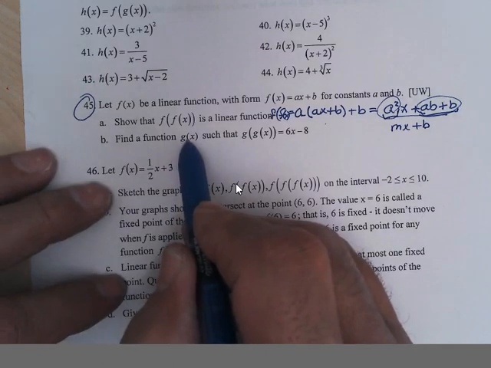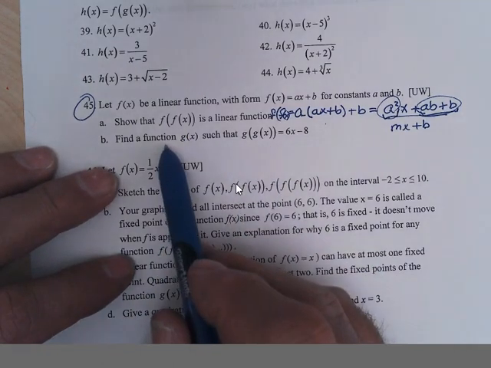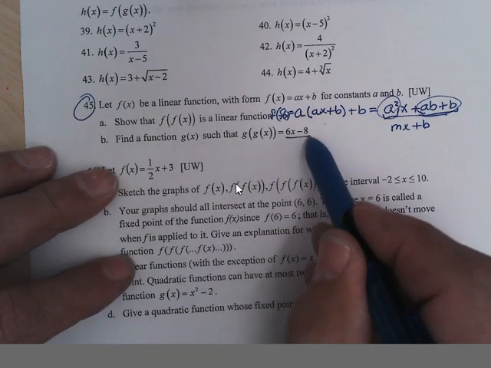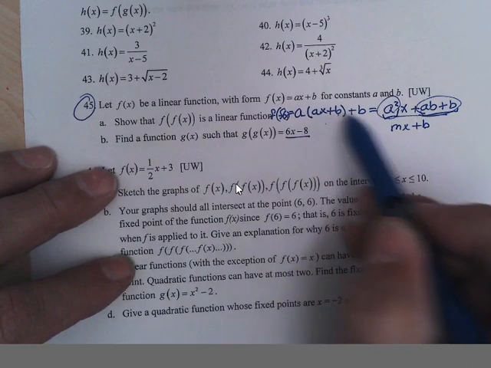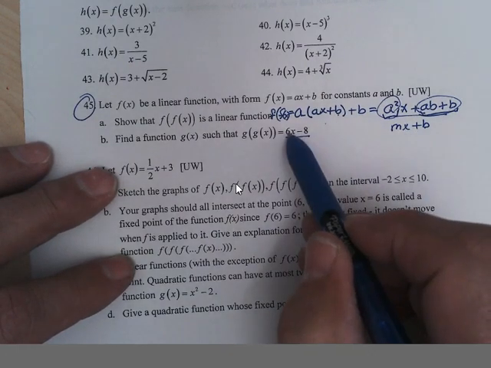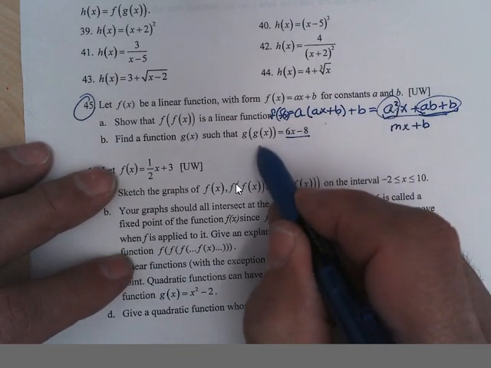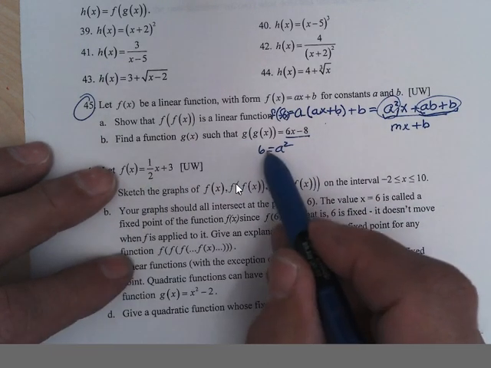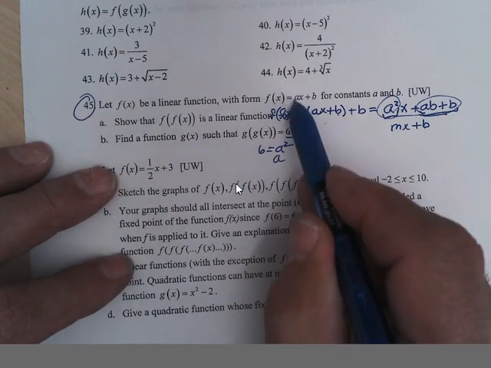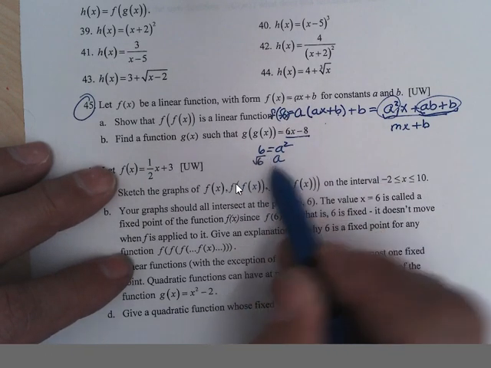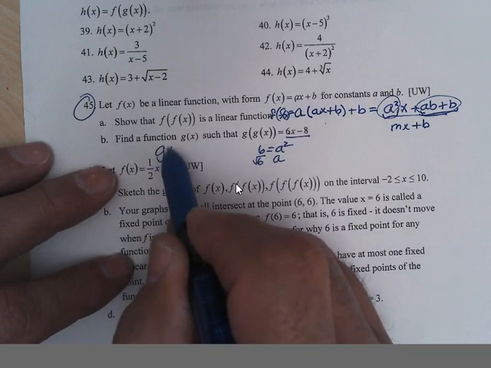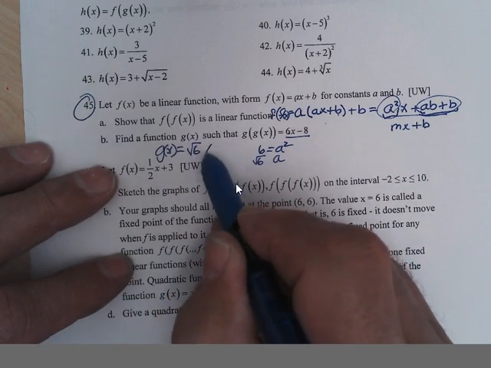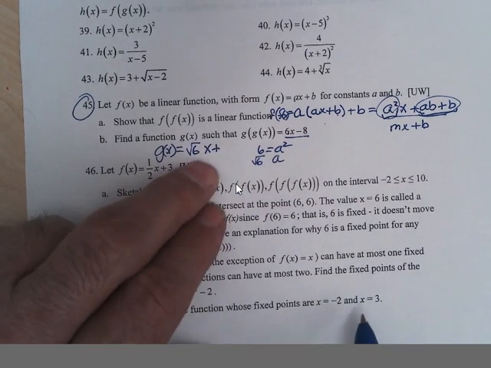Now find a function g of x such that g of g of x, putting g inside of g, is a line. Well, that's kind of what we did here. We got a line. So the 6 must be the a squared. So the original a must be the square root of 6. So g of x, its slope would have to be square root of 6 times x plus, now we've got to find the y-intercept.